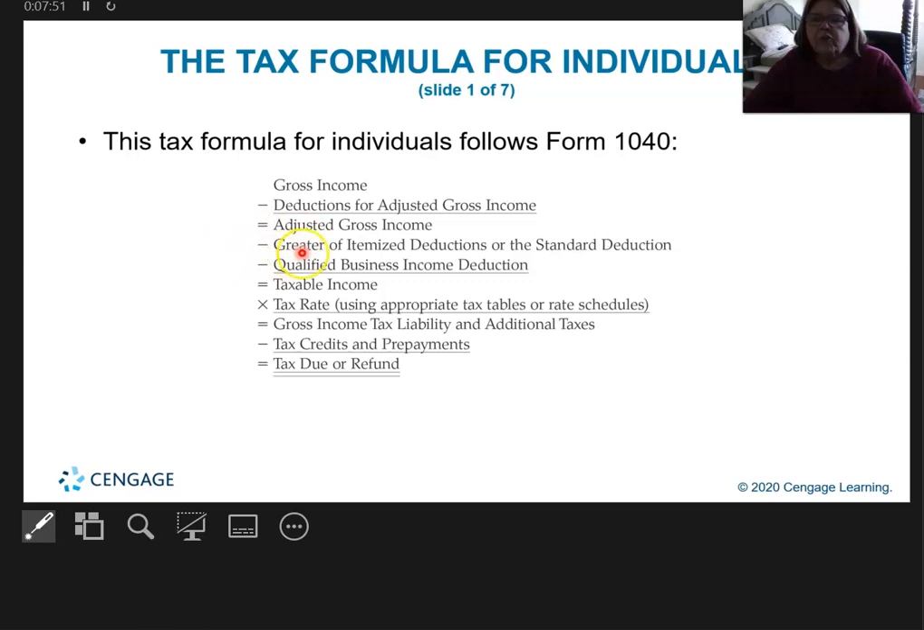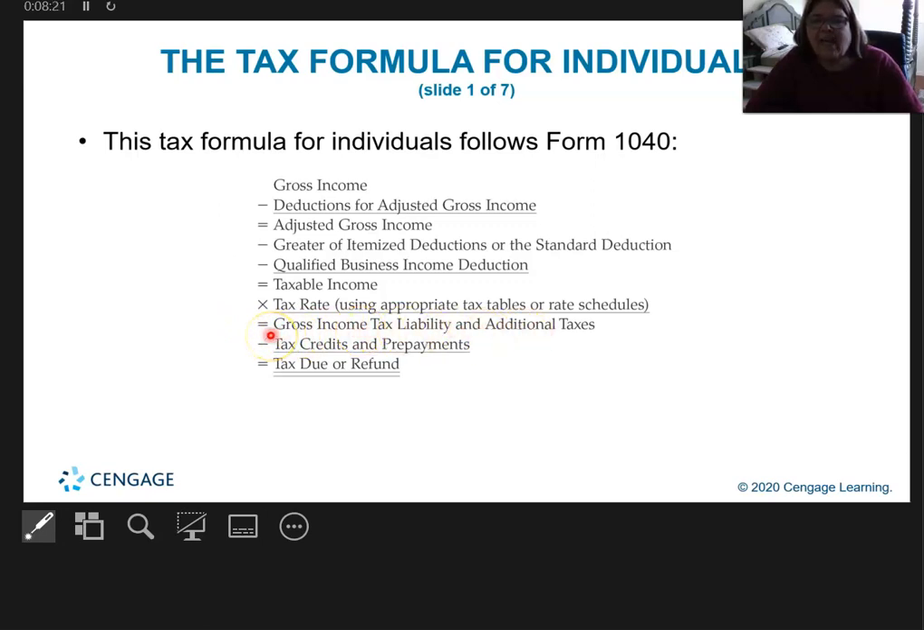Then you minus the greater of your itemized deductions, which is on Schedule A, or your standard deductions. Also minus any qualified business income deductions, and that equals your taxable income. Once you get to that income, you're going to times it by the tax rate, either using my tax tables or a rate schedule. There's two different ways to calculate it. That'll equal my gross income tax liability and additional taxes.